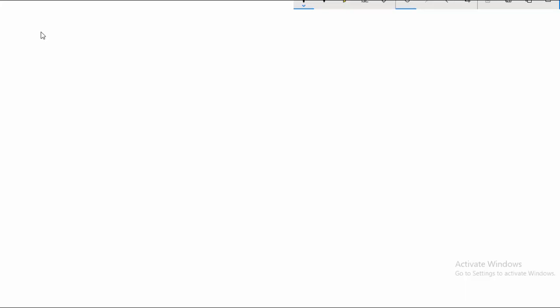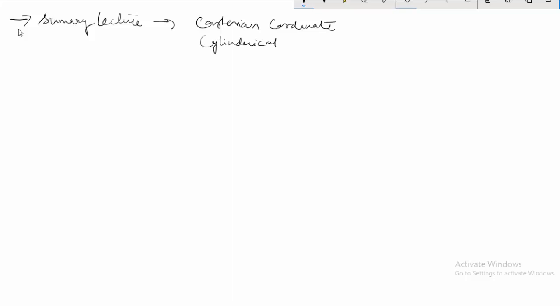So I have covered a series of few lectures in which I covered in detail the coordinate system, but this lecture is a summary lecture, and in this lecture you will find the equations of all the coordinates, that is the Cartesian coordinate, the cylindrical coordinate, and the spherical coordinate. So you will find equations of all these three coordinates here.